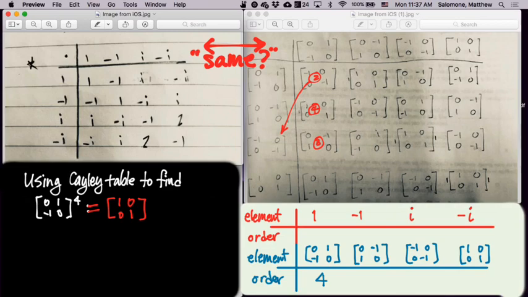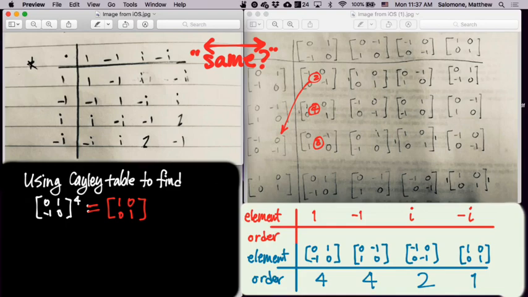So if we're reading across this row of matrices, what was the order of this one? That order was also 4. How about that one? 2. And then the identity matrix? 1. Yeah. After all, the identity matrix is an identity element under the operation of matrix multiplication.